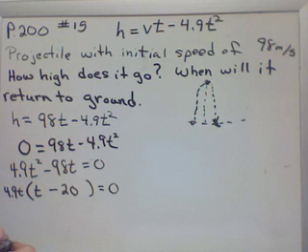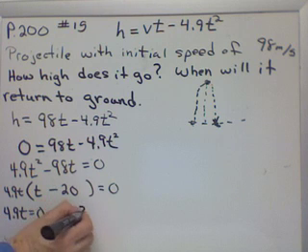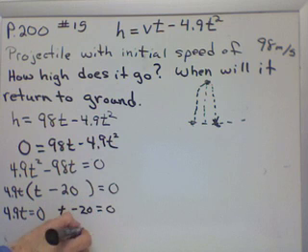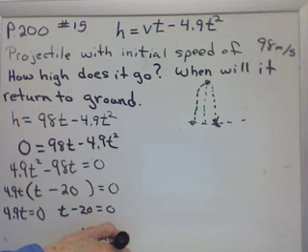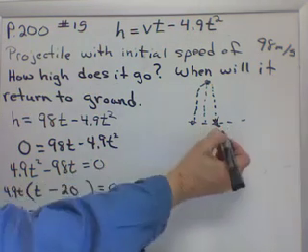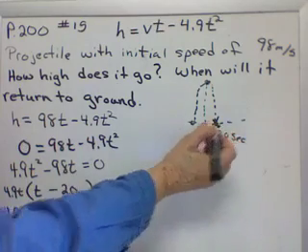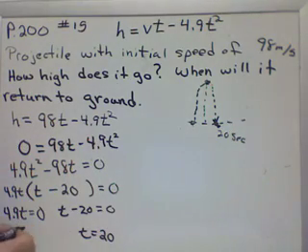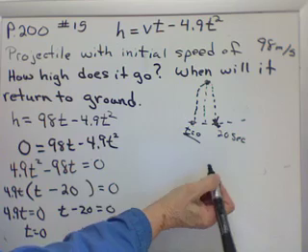So now I can finish solving this by going 4.9t equals 0 and t minus 20 equals 0. So here I get t equals 20. So this is meters per second, so that's 20 seconds. So at 20 seconds, right, I'm hitting the ground here. And then this one, 4.9t equals 0, so t equals 0. Well, I knew that one. At t equals 0, I'm at the ground.